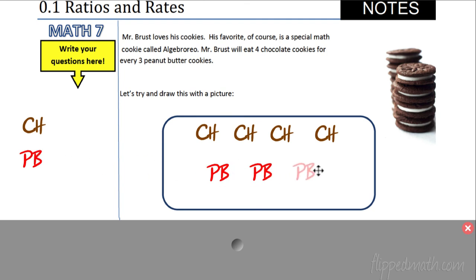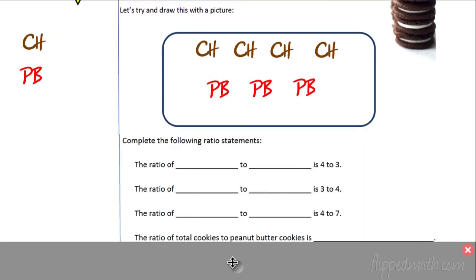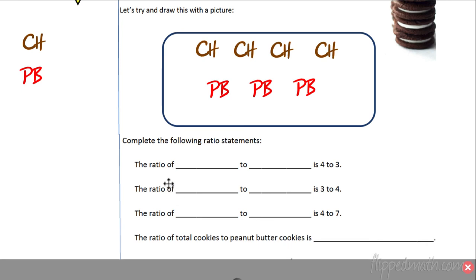And then we'll look at our total number of cookies. How many total cookies do we have in there? We have 4 chocolate, 3 peanut butter. That's a total of 7, right? So let's get focused on the words that we can use to describe these ratios. The ratio of blank to blank is 4 to 3. Well, we know that the ratio of chocolate cookies to peanut butter cookies is 4 to 3. And so we can write it just like this. I know there's not a lot of room, so you can abbreviate if you want to, PB and CH. But the ratio of chocolate cookies to peanut butter cookies is 4 to 3. And the order is very important because by writing it this way, because the 4 is first, there are 4 chocolate to every 3 peanut butter.